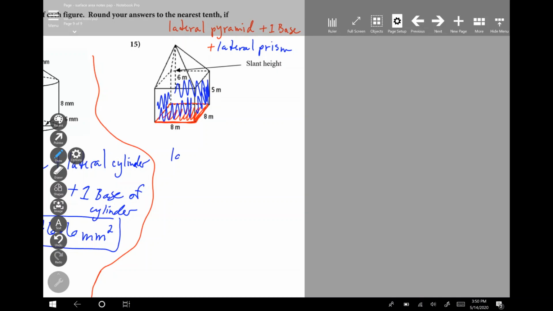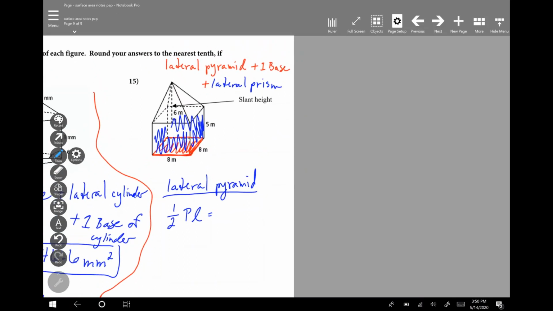Okay, so let's go through here. Lateral of the pyramid. It's 1/2 times the perimeter of the base times the slant height. Okay, so let's calculate here. Perimeter of our base. This is the base of the pyramid, which is also the base of the prism. It's a square, and it's got sides that are each 8. So our perimeter, well, what's 8 times 4? It's 32. So the perimeter of our base is 32, so 1/2 times 32.